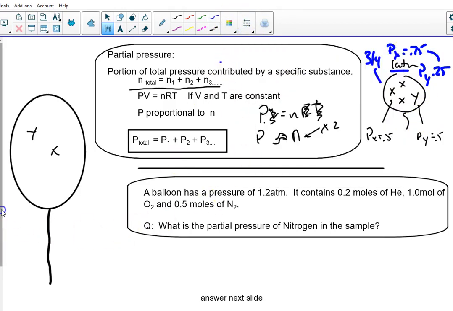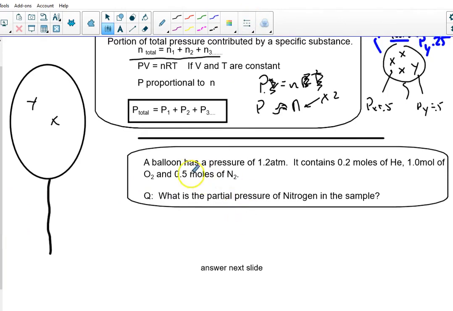Partial pressures is kind of like a PV = nRT deal. So a balloon has a pressure of 1.2 atmospheres. It contains 0.2 moles of helium, 1 mole of oxygen, and 0.5 moles of nitrogen. What's the partial pressure of the nitrogen?